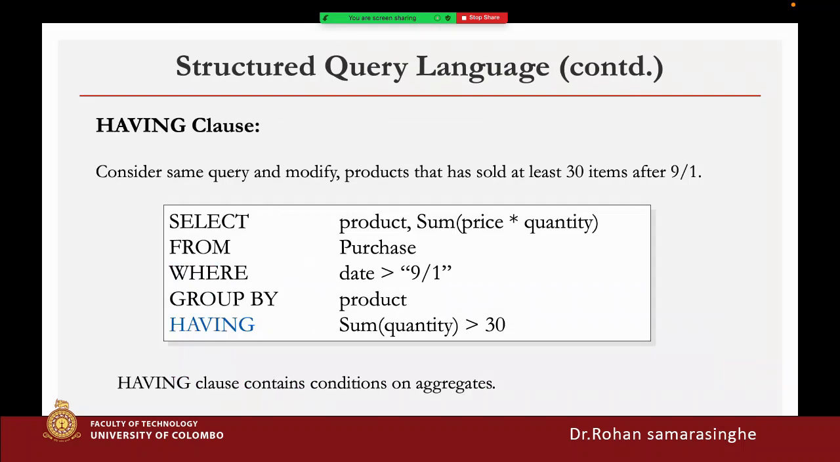Then next, let's try to understand what this HAVING clause is. Consider the same query and modify it to find products that have sold at least 30 items after 9/1. This is the date actually. Modify the query for products that have sold at least 30 items after this date.